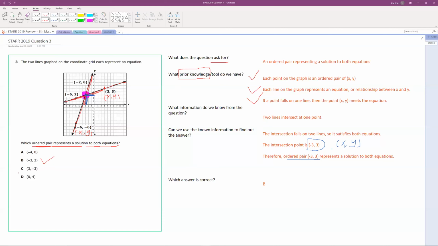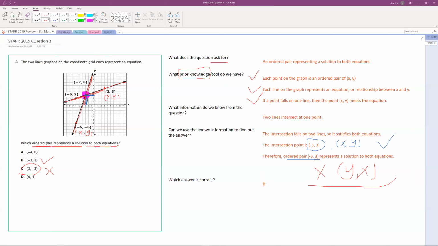And be careful with C. C is wrong because it always has to have x in the front. If you write it in the form of y, x, it is wrong. You have to write it in the form of x first and y second. You cannot write it in the form of y first, x second. That's wrong.